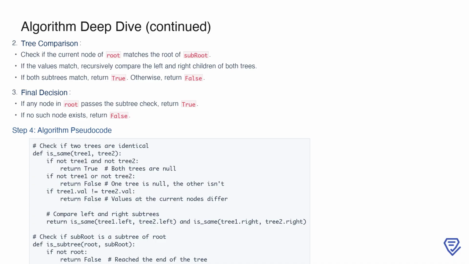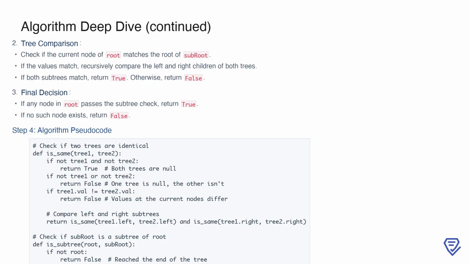If their values align, we then recursively compare the left and right children of both trees. If all corresponding subtrees match, we return true, indicating that the two trees are identical. Otherwise, we return false. After performing this check, we make the final decision. If any node in root passes the subtree check, then subroot is indeed a subtree of root, and we return true. If no such node exists, we return false.